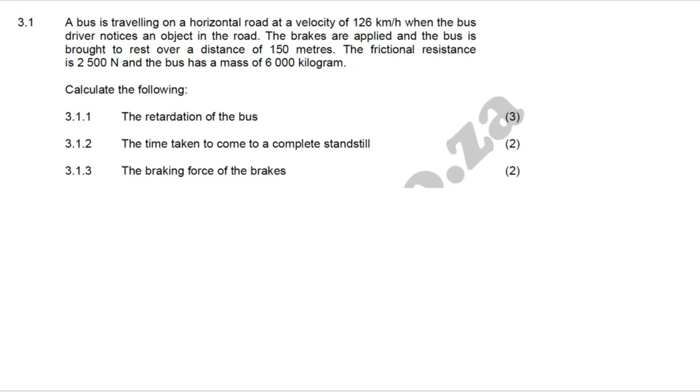The question reads, a bus is traveling on a horizontal road at a velocity of 126 kilometers per hour when the bus driver notices an object in the road. The brakes are applied and the bus is brought to a rest over a distance of 150 meters. The frictional resistance is 2,500 newtons and the bus has a mass of 6,000 kilograms. So it's a 6-ton bus. They ask us to calculate the retardation of the bus.